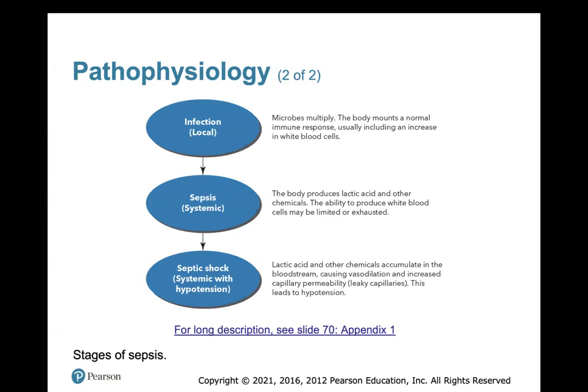So you have your infection, which is a localized response. Then you have sepsis, which is a systemic response. That's where the body produces lactic acid and other chemicals. The body's ability to produce white blood cells has either been limited or exhausted completely. So now your body is pretty much in a free for all with itself, trying to kill itself to get rid of the disease. That's what it boils down to. Then you have septic shock, which is sepsis with hypotension, essentially.